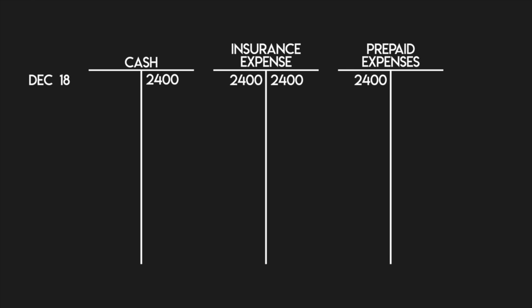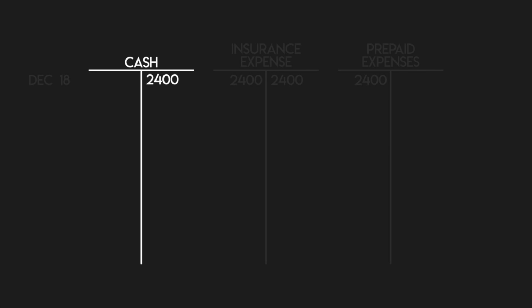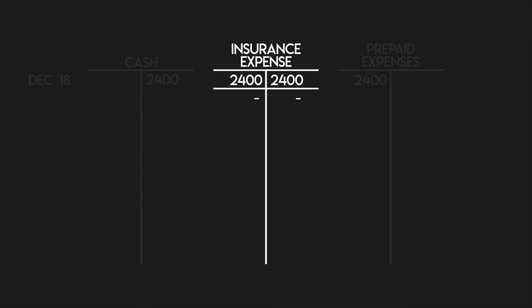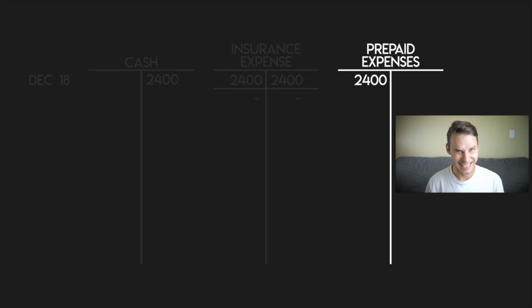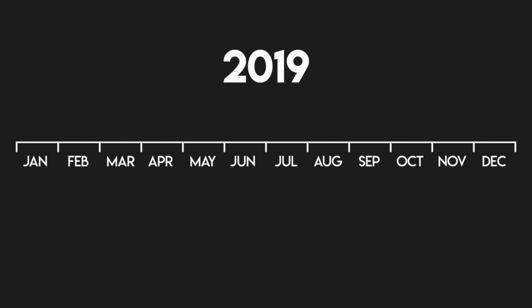So at the end of 2018, we have negative cash of $2,400, no insurance expense in the income statement, and a $2,400 prepaid expense, which we're holding as an asset in the balance sheet. This is exactly where we want to be. Now, when it comes to 2019, we have some more adjusting entries to post. 12 in total, one for each month of the year. So let's bring up a timeline for 2019 and break it down into 12 accounting periods, from January 1st all the way through to December 31st.